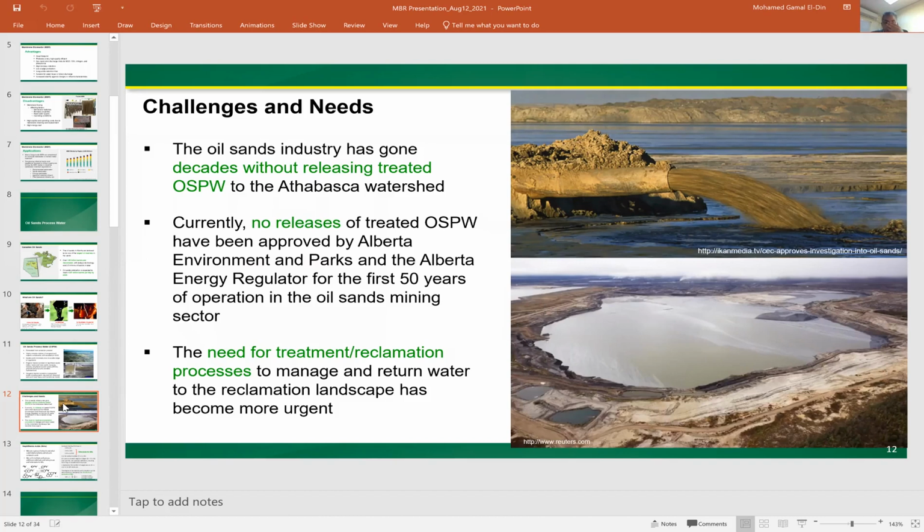So there is a growing need now to treat this OSPW that's unused at the moment for being able to discharge it later into the environment or reuse it. So there is definitely a need for treating this water for at least reclamation purposes, if not reuse purposes.